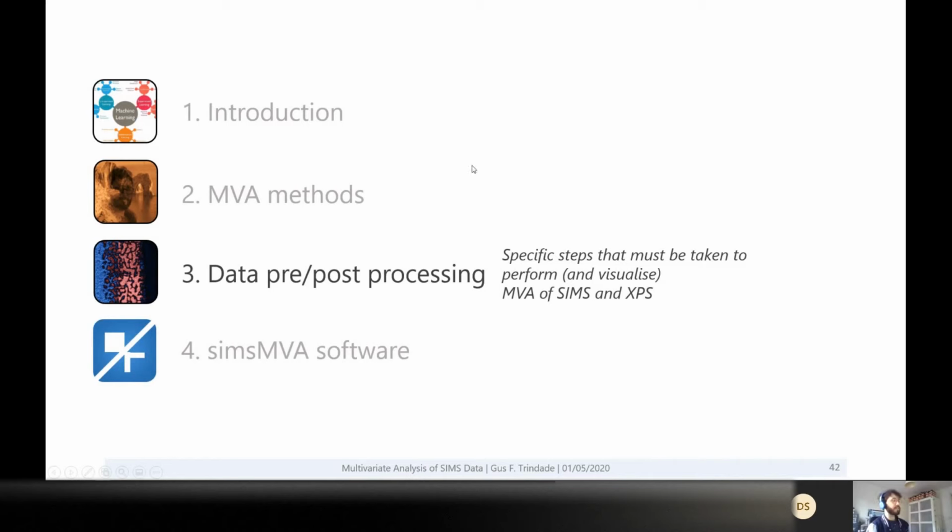So I want to talk about data pre and post processing, because we need to prepare the data before we do these things, otherwise we get wrong results. And also, once we get the results, what to do in order to visualize them. So that's what I want to talk about now.